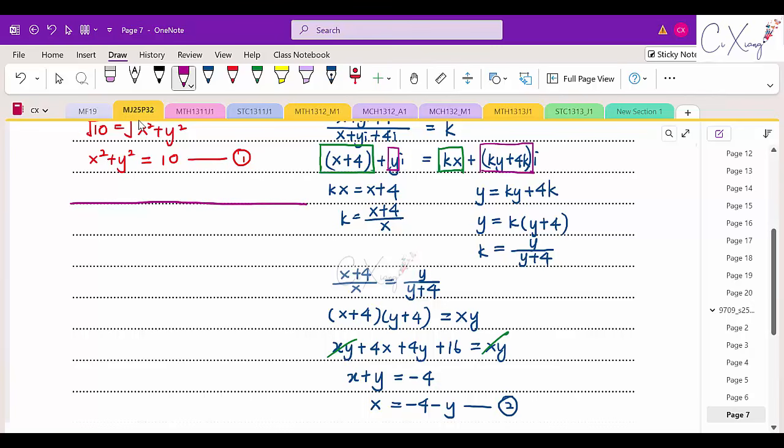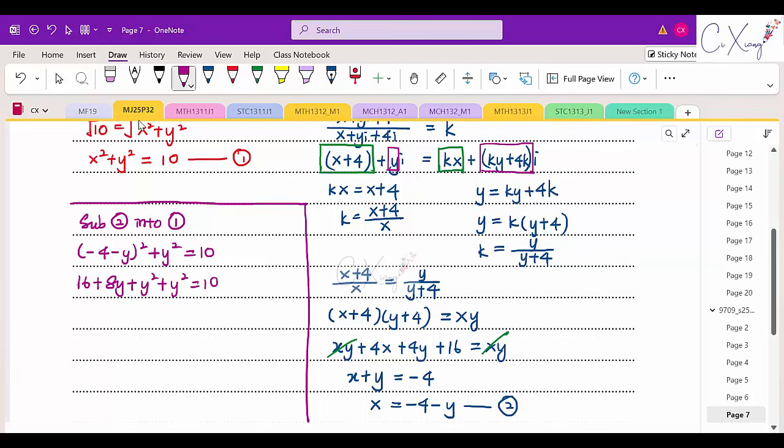Okay, so I want to substitute equation number 2 into equation number 1. I will have (negative 4 minus y) squared plus y squared equals 10. I will have 16 plus 8y plus y squared plus y squared equals 10. Group everything together on one side because I can already see that it is a quadratic equation. So, y squared plus 4y plus 3 equals 0.